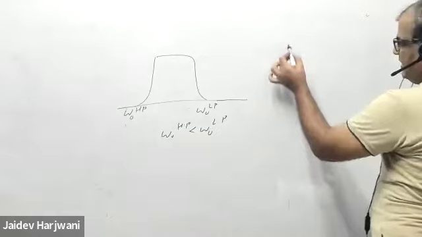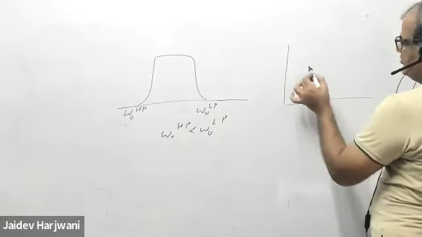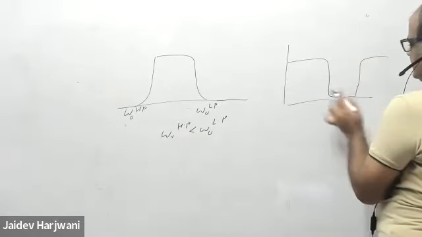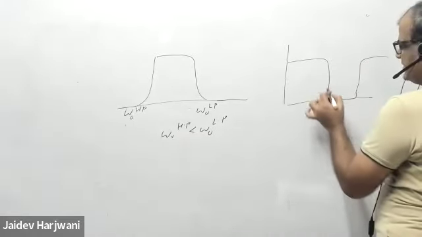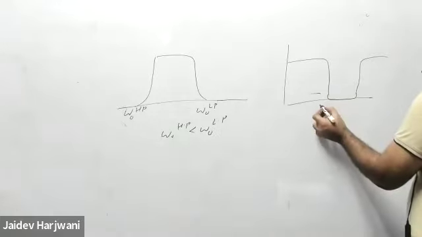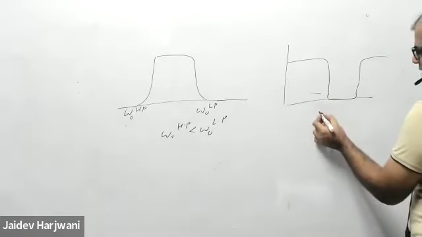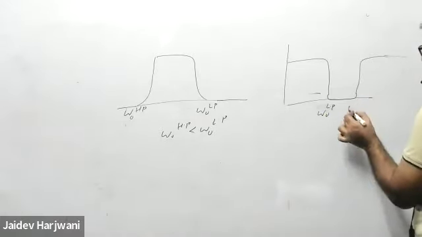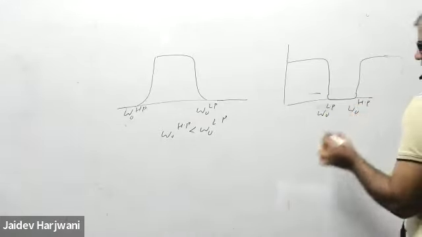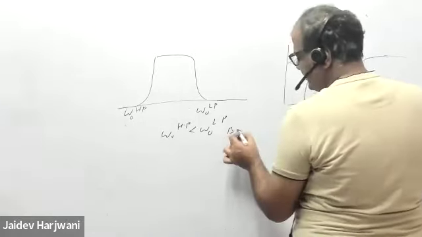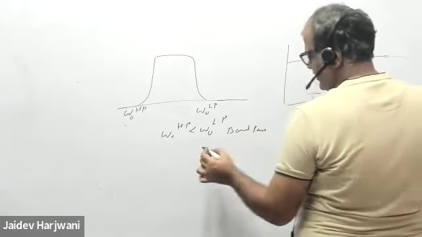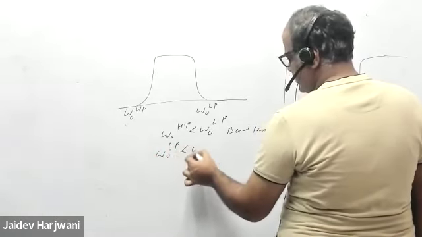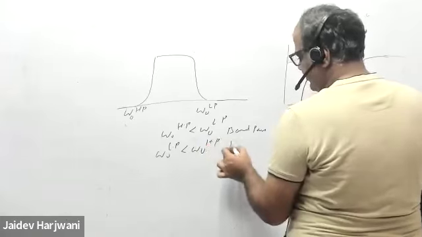And similarly, if I want a band reject, it will be like this. Here you are passing low frequency, so this will be omega naught low pass, and it's passing high frequency, so this will be omega high pass. So this is for band pass, and omega naught LP is less than omega naught high pass for band reject.